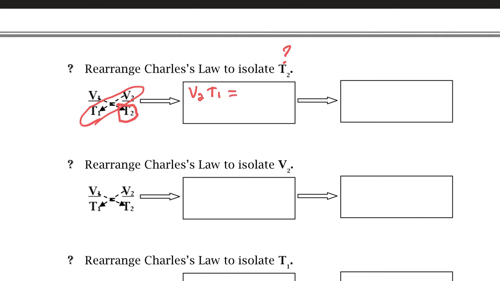Now I'm ready to butterfly the other side. V1 times T2. Now remember, T2 is my unknown, so that's what I need to isolate. How do I isolate this? Yeah, I just slide the one next to my unknown under the rest of them. This is the same thing now as solving a Boyle's Law problem, right? So now I'm going to take that one and put it underneath. And so when I rearrange this, it's going to be V2 times T1 over V1 is equal to T2.